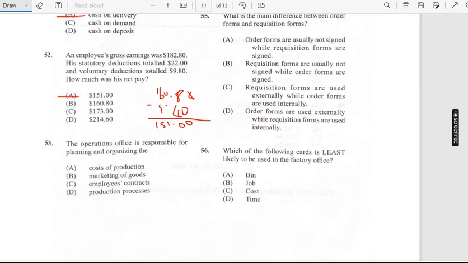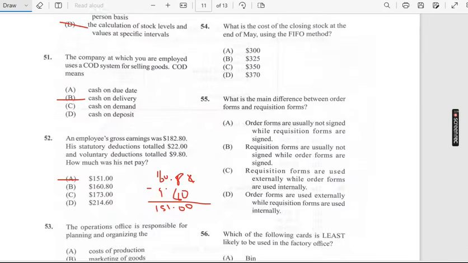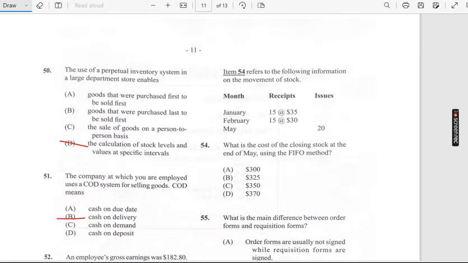So 53. It says the operations office is responsible for planning and organizing. Operating has to do with the production processes, marketing, operation. It has to do with production processes. If you have a different answer, guys, let me know in the comment section so I could rectify that.